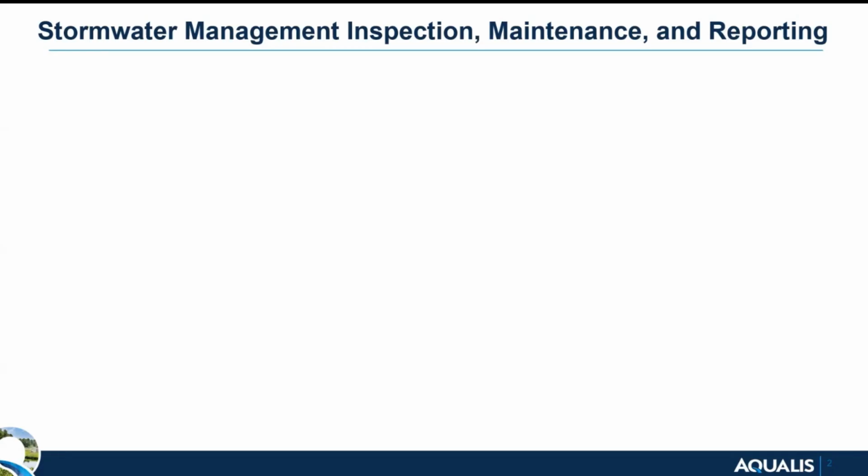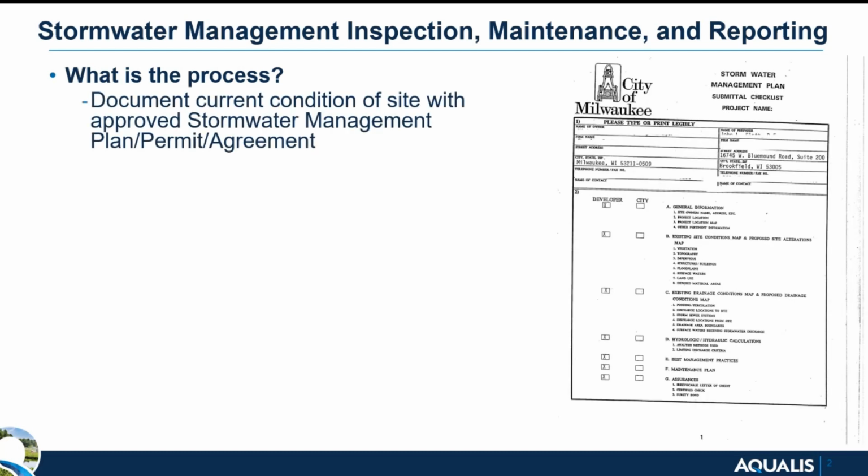So moving into the presentation, we first just want to talk about what this full process is from our perspective and what the components are. We're going to start out with the inspection piece. What we're after is documentation of the current conditions of stormwater management practices or facilities on a site that has a previously approved stormwater management plan, permit, or agreement.